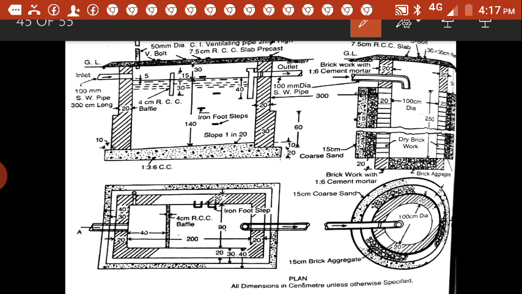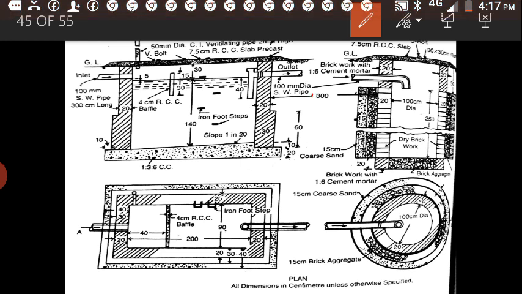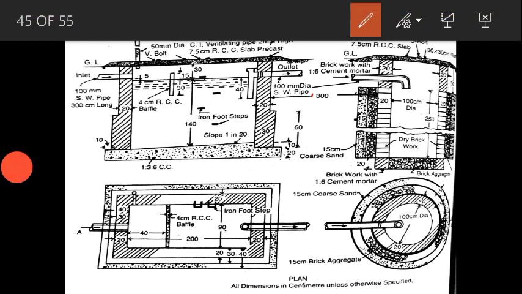Sometimes if they ask, you are supposed to remember some of the things, and sometimes the PWD SR will be given to you in the examination if they ask for rates, or you have to assume suitable rates and calculate it if they have asked for the total quantity or total price of the septic tank.